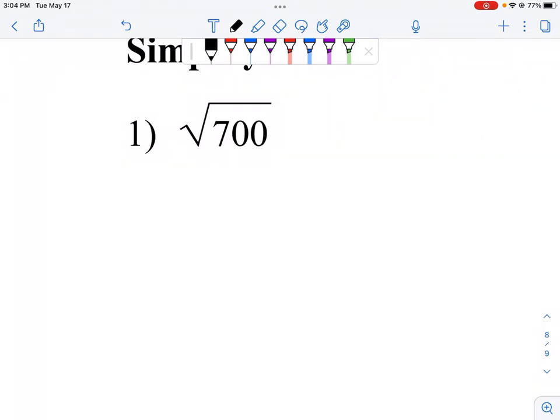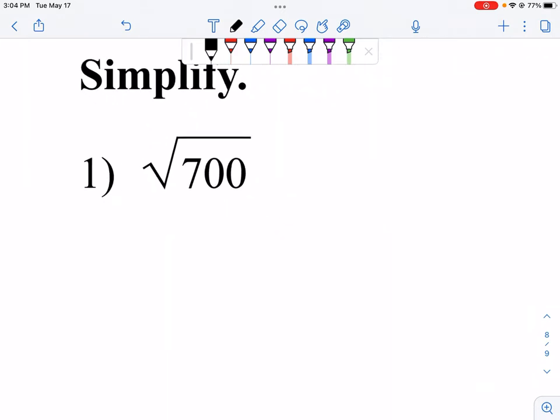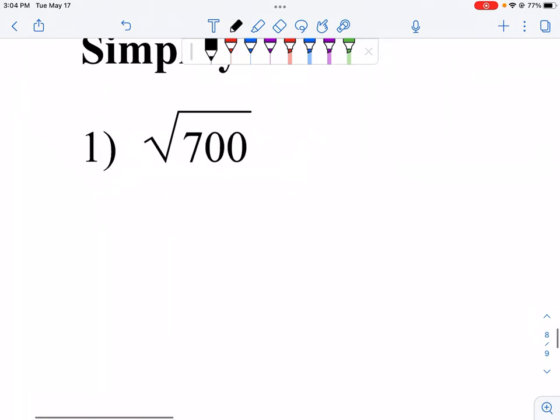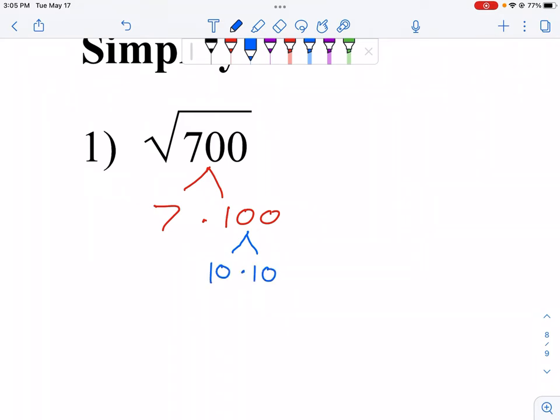So starting with number 1 here, if I'm just simplifying the square root of 700, there are a few different ways we can tackle this. I'm going to start by going 7 times 100, so literally 7 times 100. And then I see a perfect square here with 100, and the square root of 100 is 10 times 10. So there's my perfect square. So I could rewrite the square root of 700 as the square root of 7 times 10 times 10.